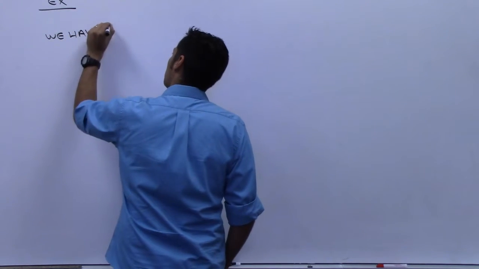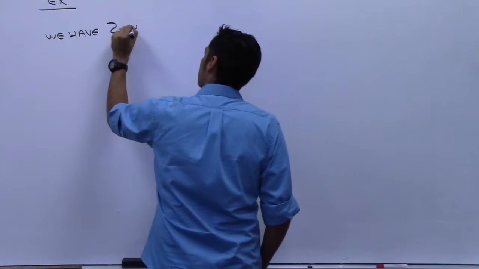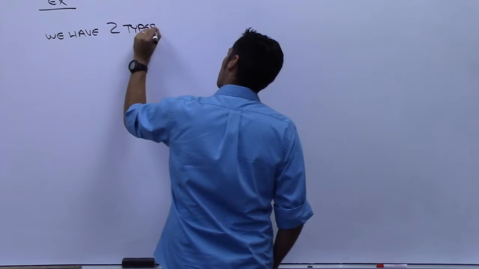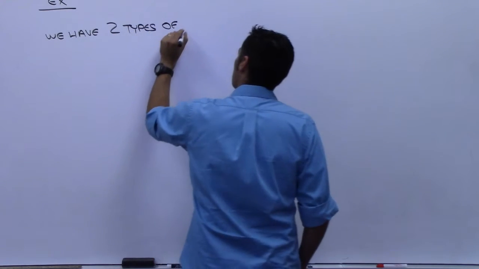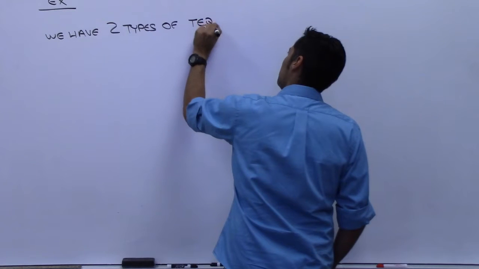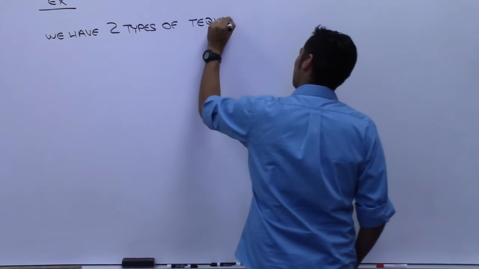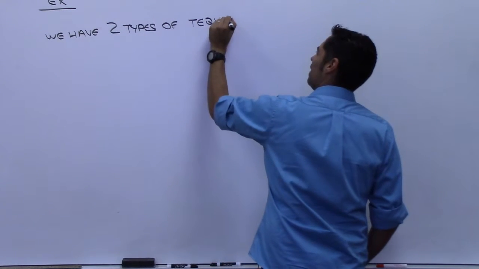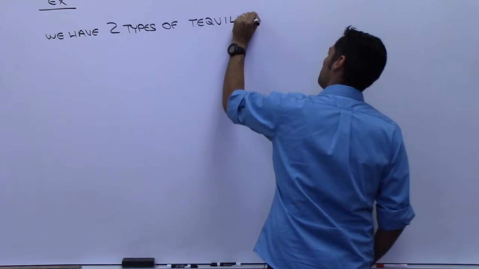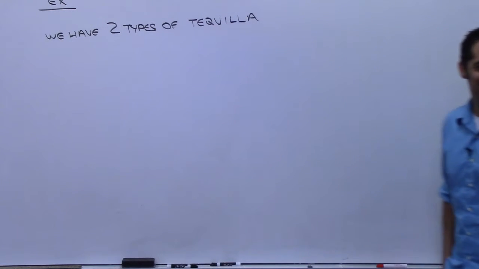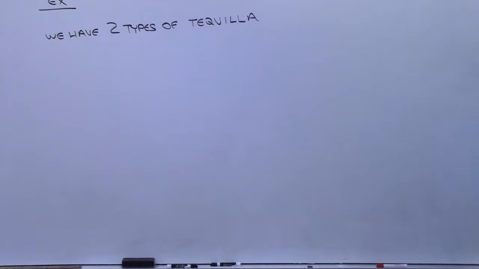How many shots does it take till it's full? We have two types of tequila. It's spelled weird. You know how to spell that. You're a bartender. There you go.